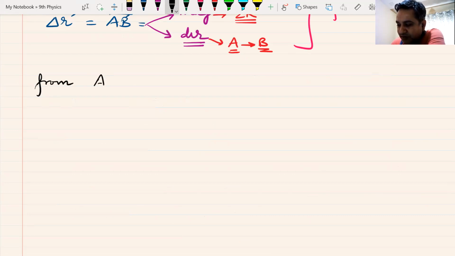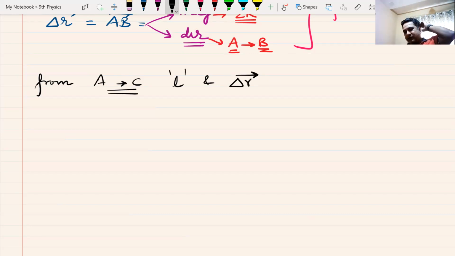From A to C, what is my distance traveled and what is my displacement? Please listen to the question carefully. From A to C, I'm not concerned about the entire path. I'm only concerned about the path from A to C. What is the distance traveled and what is the displacement?